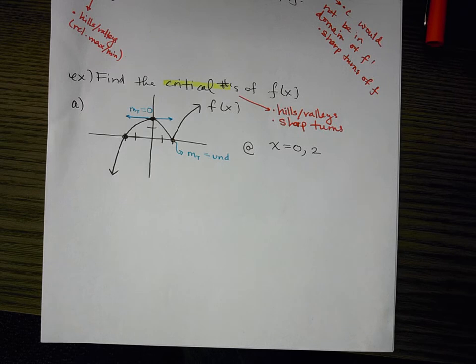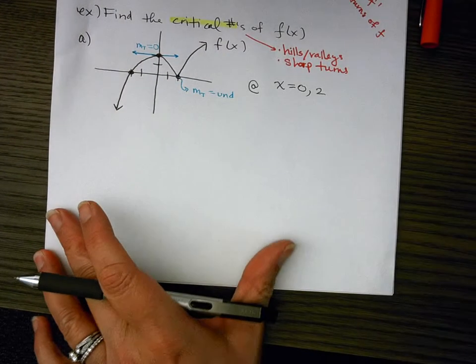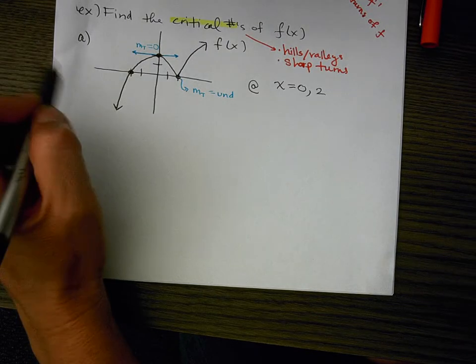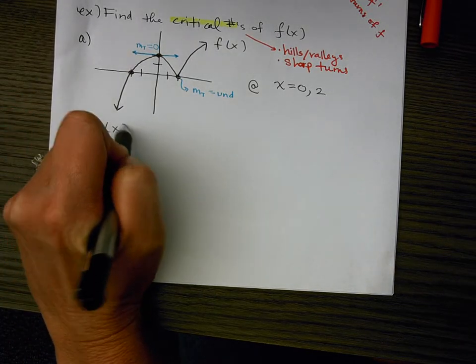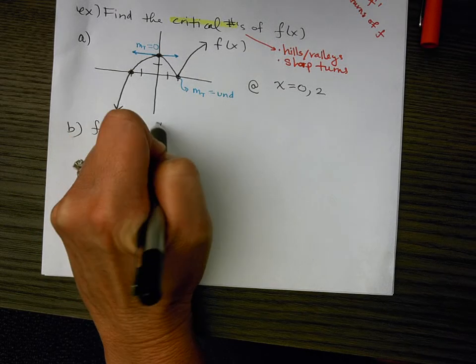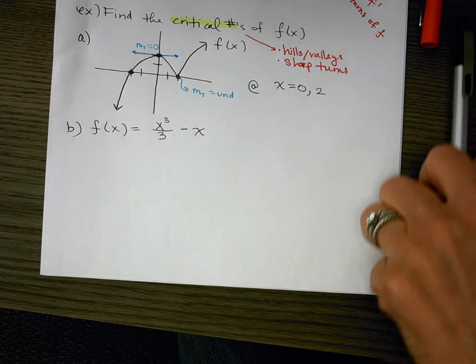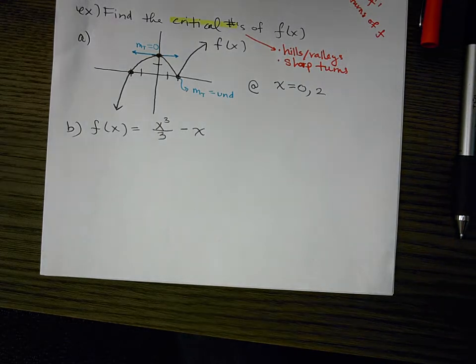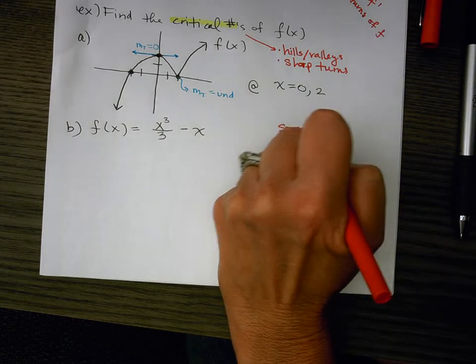Let's take a look at an algebraic one here. So same directions. So we have f of x is equal to x cubed over 3 minus x. So I'm going to just do the steps off to the side over here.